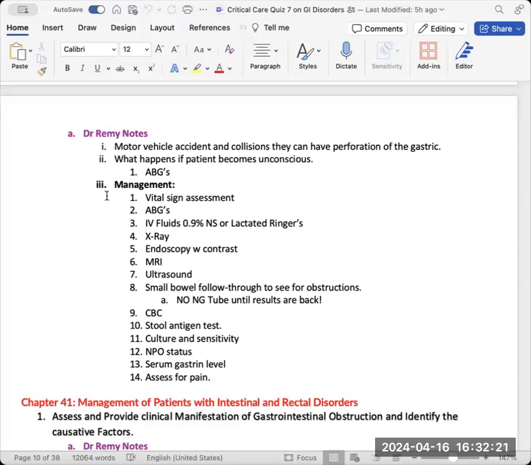But yeah, so we're thinking about all of these different things, right? Especially if they have a motor vehicle accident, that's a situation. We want to have a good abdominal assessment. We want to make sure we look at a stool antigen test. We want to see if there's any blood, things like that. And ABGs, right? To let us know really what's going on with their levels. Especially if they start to become unconscious, this could be a respiratory or even a metabolic issue. Is there anything that anybody else wants to add?